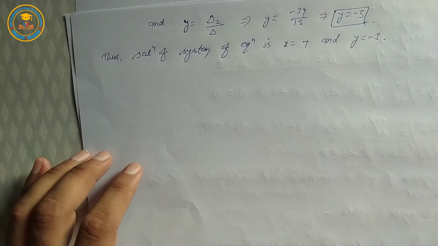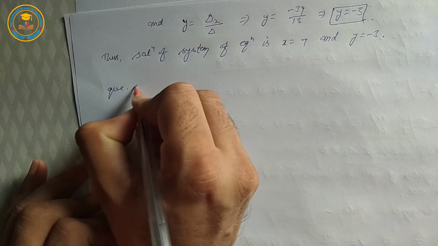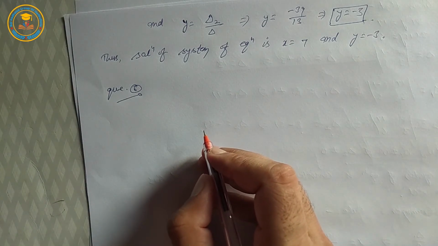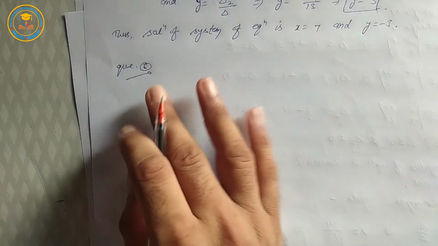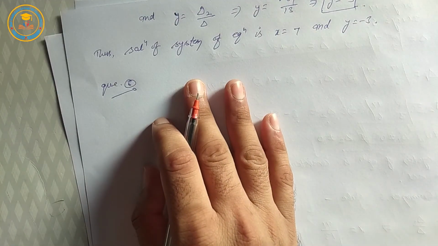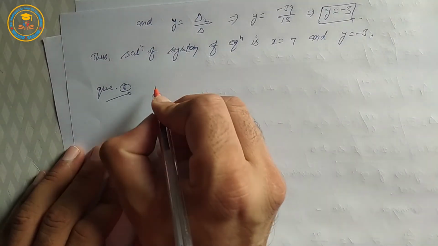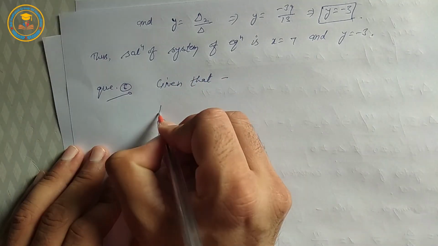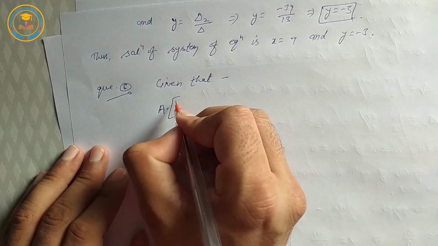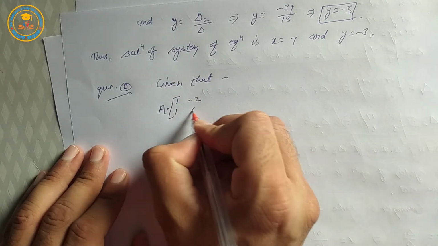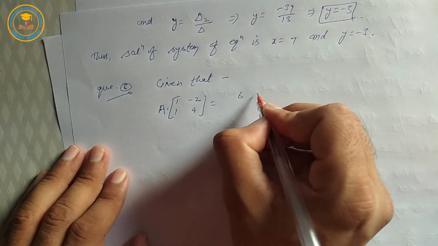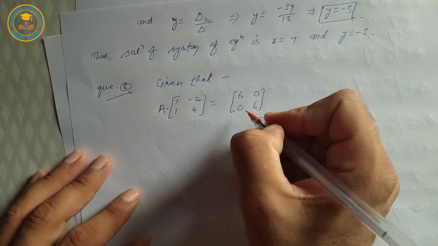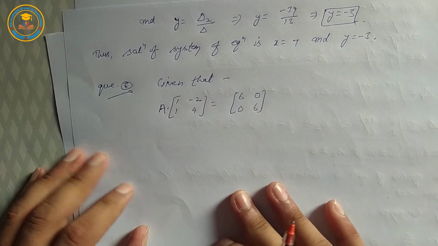Next, question number 6. Find a matrix A of order 2, given that matrix A into [1 -2; 1 4] is equal to [6 0; 0 6]. Okay. Find the value of matrix A.